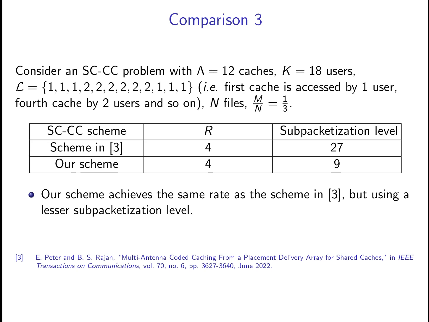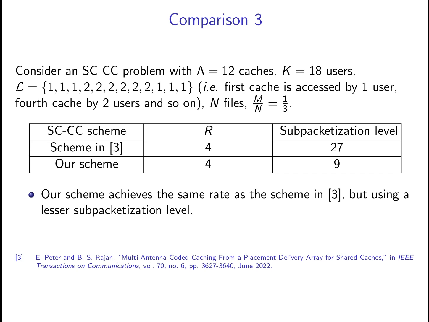See, the scheme in 3 achieves rate R. Our scheme also achieves rate R. Now the scheme in 3 achieves the rate R for the subpacketization level of 27. Our scheme achieves the same rate for the subpacketization level of 9. Our scheme achieves the same rate as that in scheme 3, but using a lesser subpacketization level. Now one thing to mention here is that in our scheme the rate depends upon the matrix G.